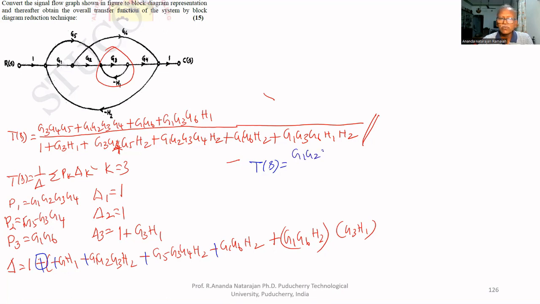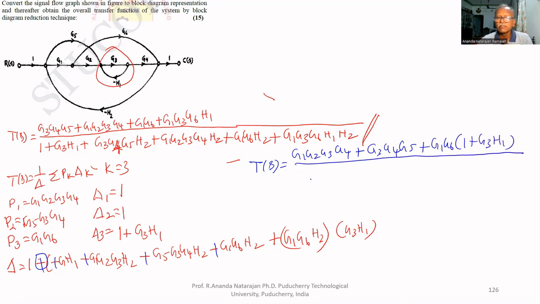So numerator G1, G2, G3, G4 plus G3, G4, G5 plus G1, G6 multiplied by 1 plus G3 H1, whole divided by delta: 1 plus G3 H1 plus G1, G2, G3, G4, H2 plus G3, G4, G5, H2 plus G1, G3, G6, H1, H2.